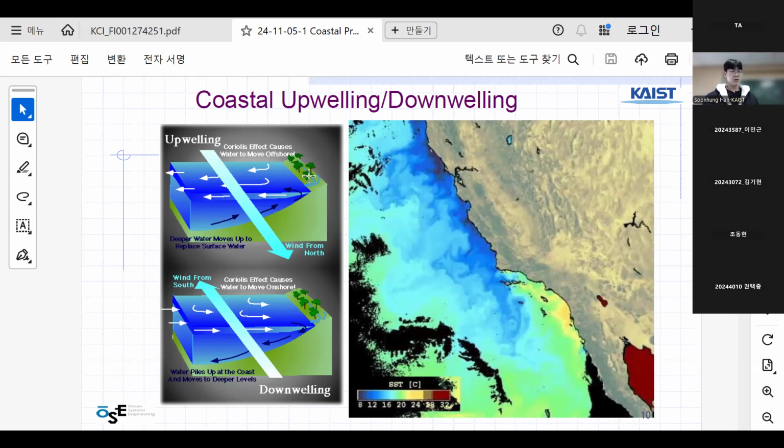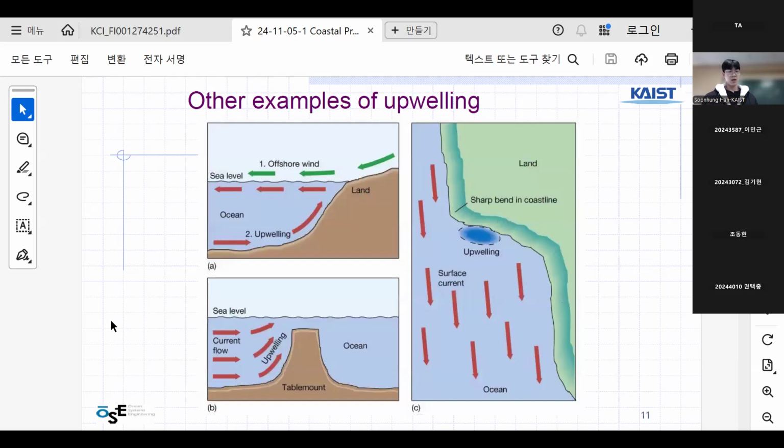This phenomenon is upwelling, and downwelling is the quite opposite phenomenon. When south winds are blowing, because of the Coriolis effect, water goes inward to the coast. So the water piles up at the coast and moves to the deeper levels. This is the downwelling.